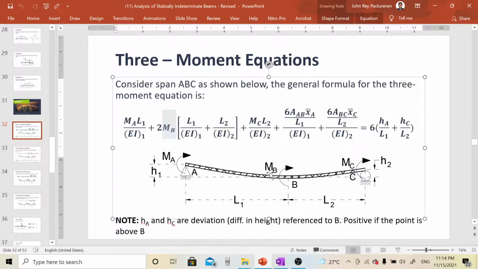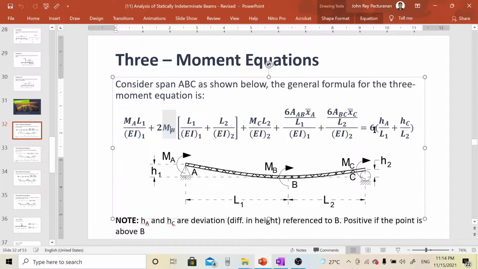But ang importanteng tandaan ninyo, itong constant na ito, this is a constant. Itong constant na ito is with respect sa span AB. Tapos, yung centroid is with respect dito sa A, to the leftmost end. Okay? Always to the leftmost end. On the other hand, ito naman, 6A_BC, centroid at C, the rightmost end. EI1 and EI2, of course, is the flexural rigidity of AB and BC respectively.